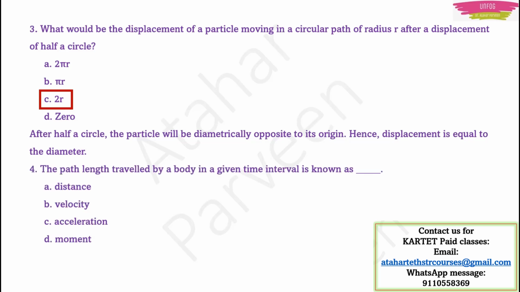Next question. The path length traveled by a body in a given time interval is known as. You have to carefully read the question every time. They are talking about the path length. They are not talking about the distance between the initial position and the final position. The path length is nothing but distance.